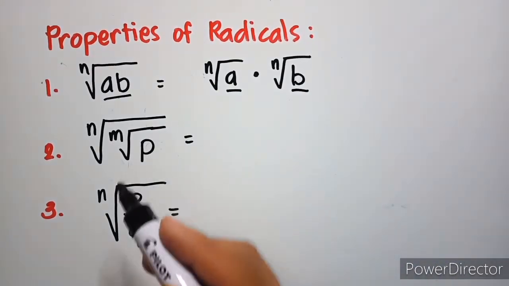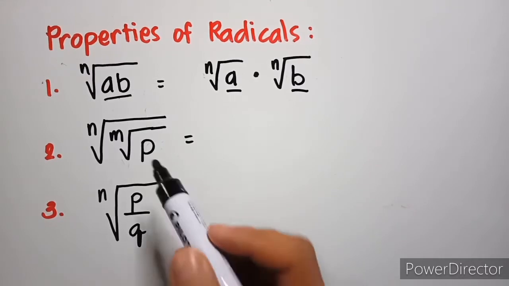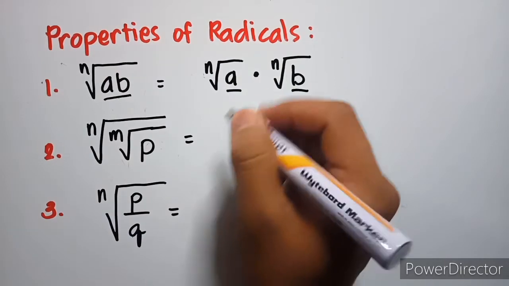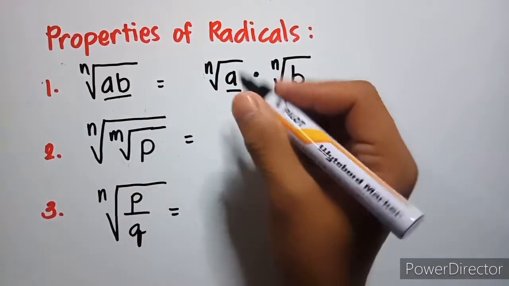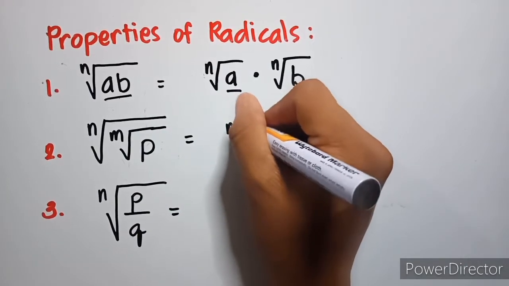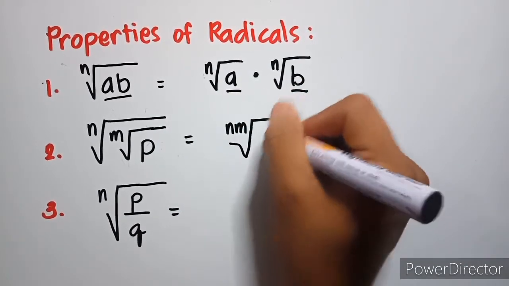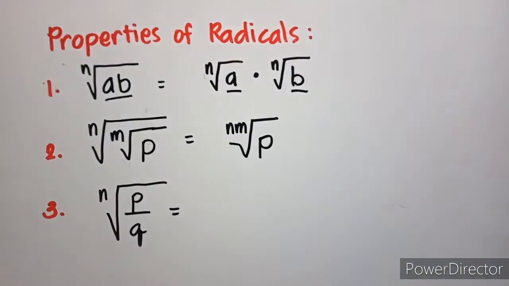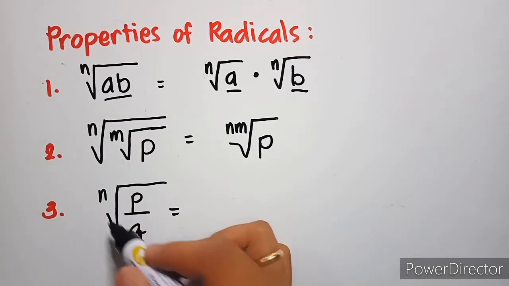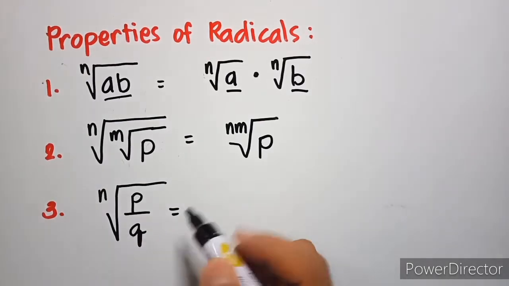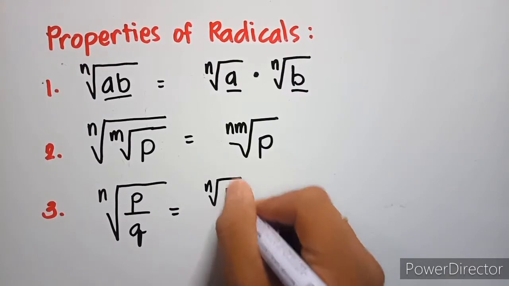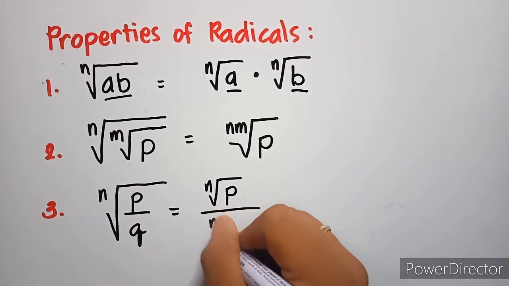Second property, ito yung square root within the square root. If we will have the nth root of the mth root of P, equal lang siya, you will just multiply the indices, which is n times m root of P. Then, if we will have the nth root of P over Q, pwede natin siyang gawin na nth root of P over nth root of Q.